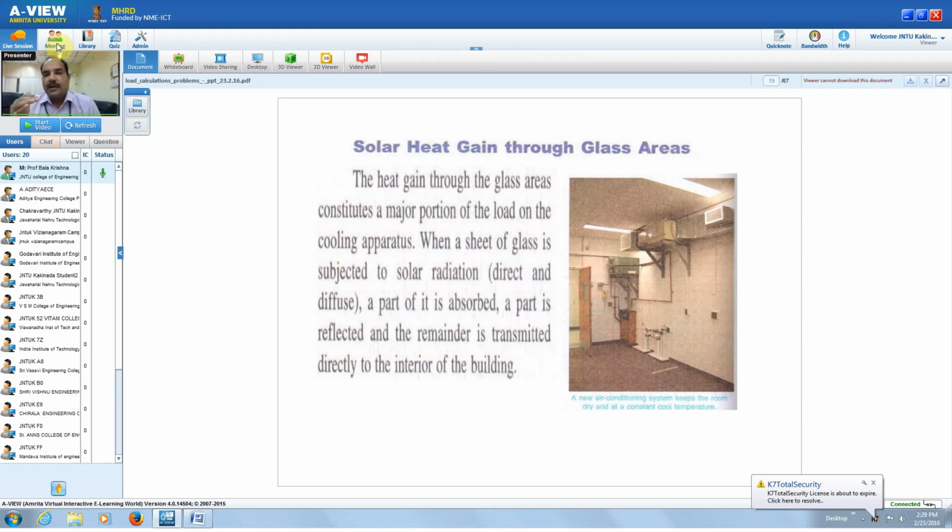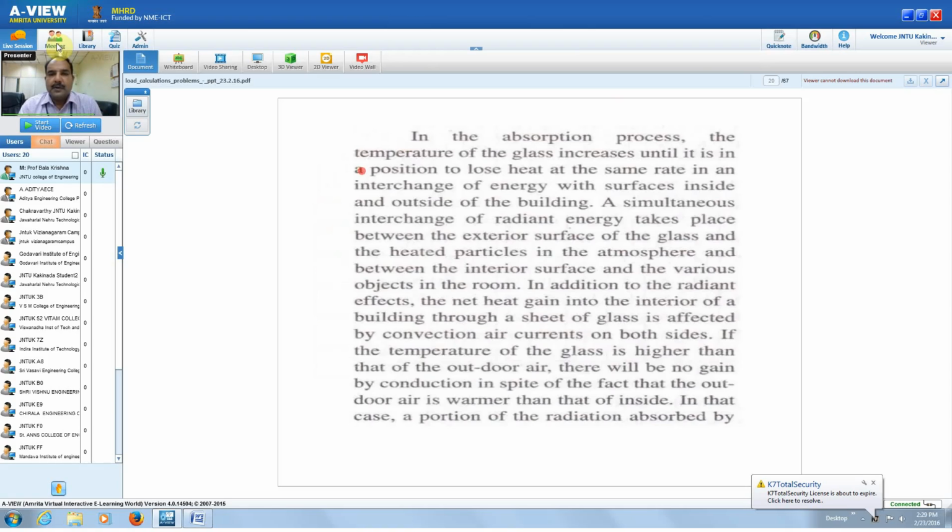Generally, if you use glass, some amount of heat will be transported into the inside room, and the glass may sometimes reflect also. That is the meaning of this. In the absorption process, the temperature of the glass increases until it is in a position to lose heat at the same rate in an interchange of energy with surfaces inside and outside of the building.